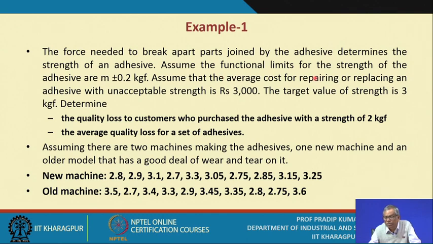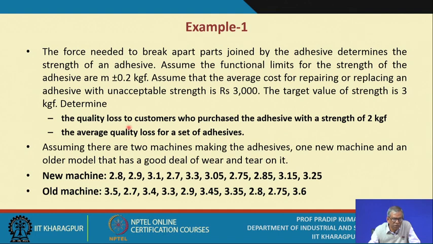Assume the functional limits for the strength of the adhesive are m plus minus 0.2 kgf. Assume that the average cost for repairing or replacing an adhesive with unacceptable strength is rupees 3000. Is it okay? So this estimate, as I have already pointed out, that usually this loss or the cost must be converted into monetary terms. So the target value of strength is 3 kgf.